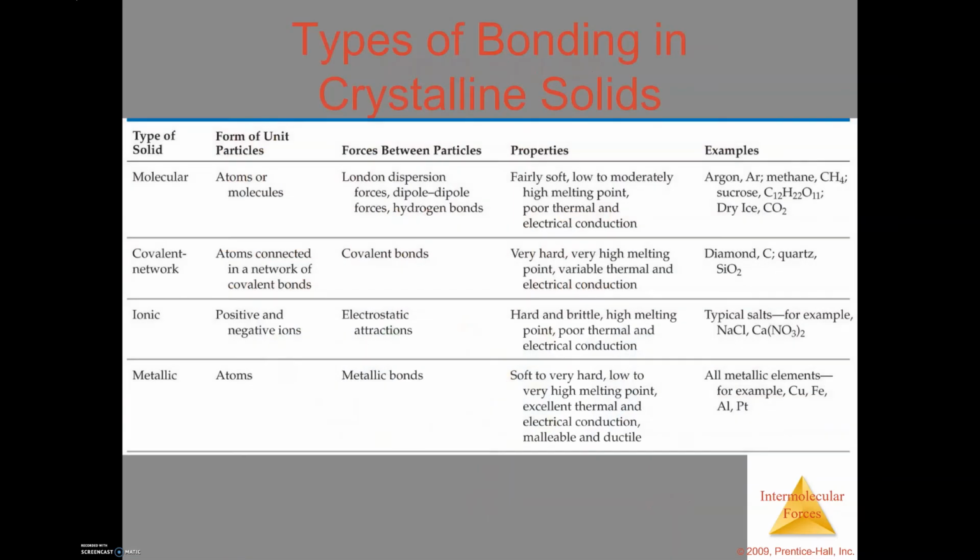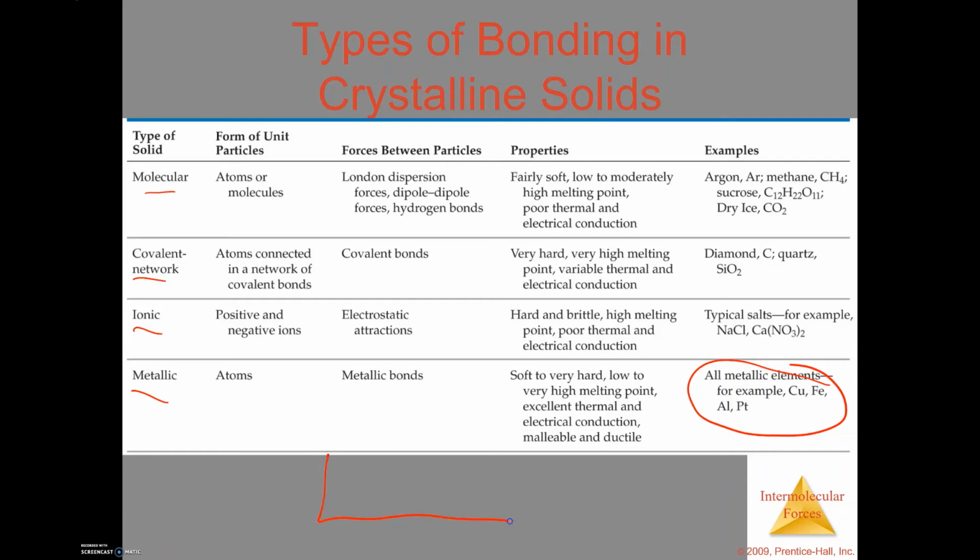So next thing we're going to do is talk about types of bonding in crystalline solids. On the left hand side, you'll see there are 4 types of solids: molecular, covalent, ionic, and metallic. We're going to start at the bottom with metallic, because metallic's the easiest one. If you find that an element is a metal, you're going to have a metallic solid. All these examples that you see right here are metallic elements. It doesn't matter what metal you're looking at, they're found in the periodic table.